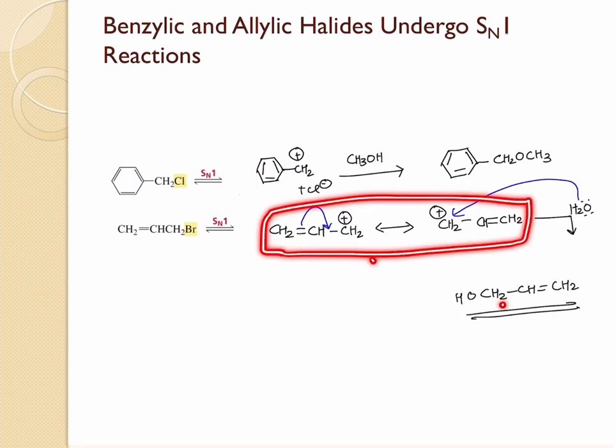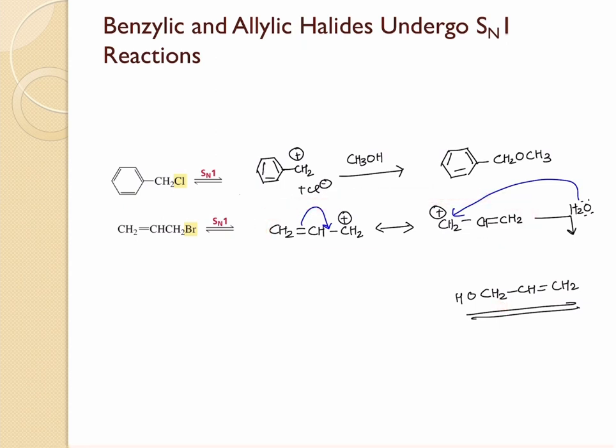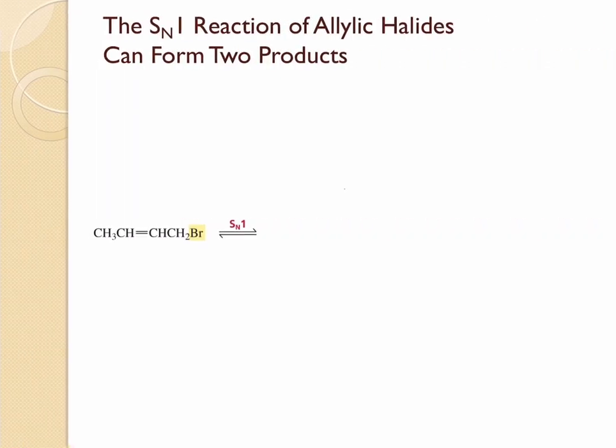In some cases where it doesn't give you exactly the same resonance contributor, it can lead to more than one product. So here is the situation. In this case, once the Br minus leaves, it forms the carbocation. The carbocation will undergo delocalization to form another carbocation.